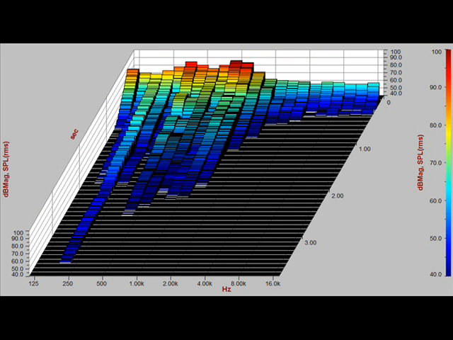Third octave analysis is often used when measuring acoustic signals because of its approximate correlation with human hearing. Here are third octave waterfalls and spectrograms of the three instruments.